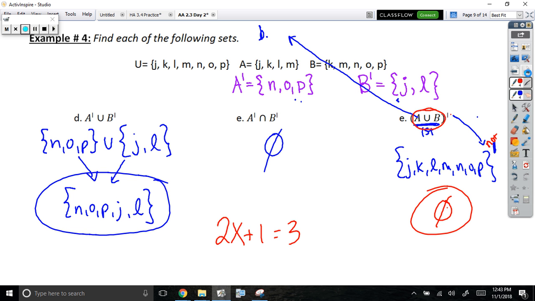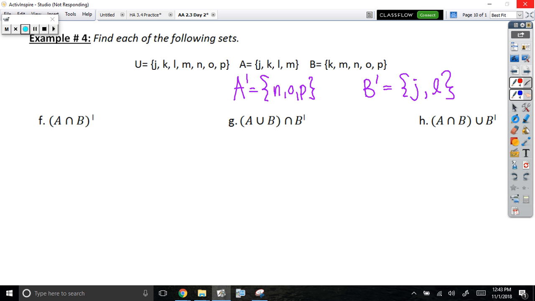All right, now this is where they get real interesting. We have two-step and three-step problems here. So do the inside first. What was in A and in B? In A, we had a K and an M. Bring down the not symbol.